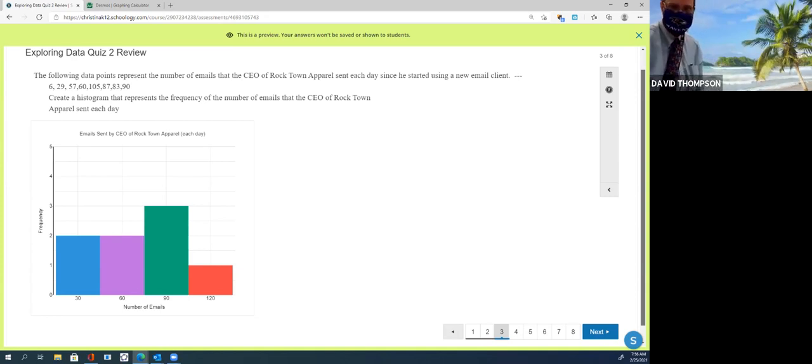Questions on how I'm filling in the histogram? So the way I'm reading this is anything up to 30, anything up to 60, anything up to 90, and anything up to 120.